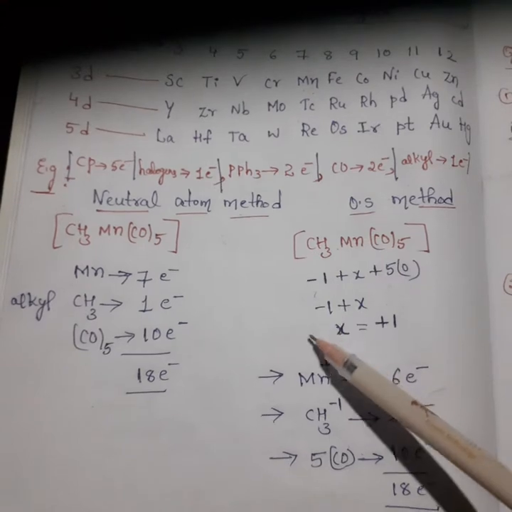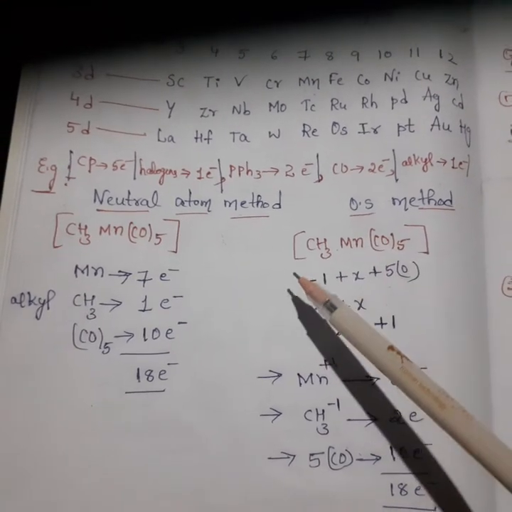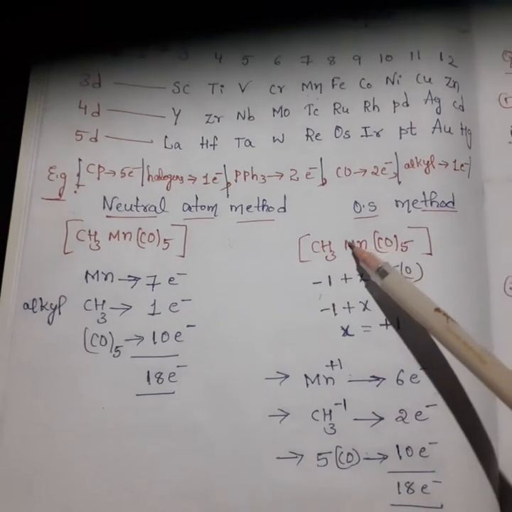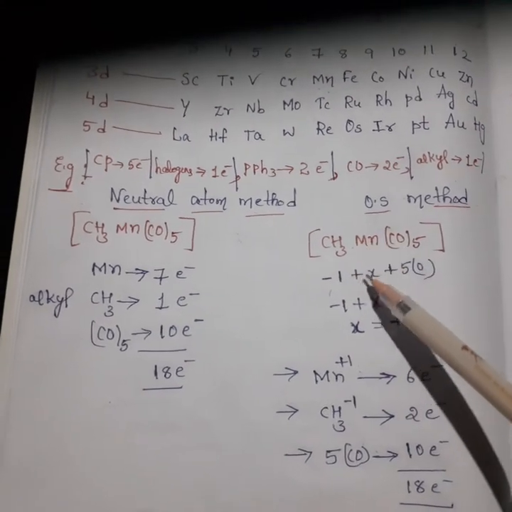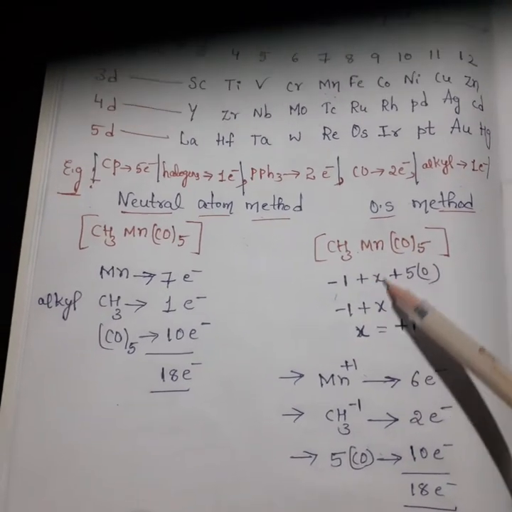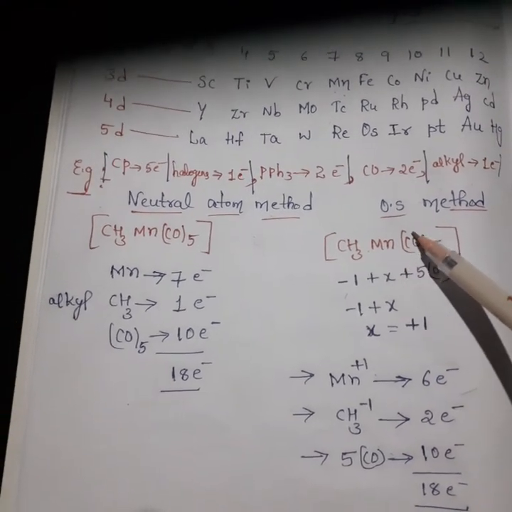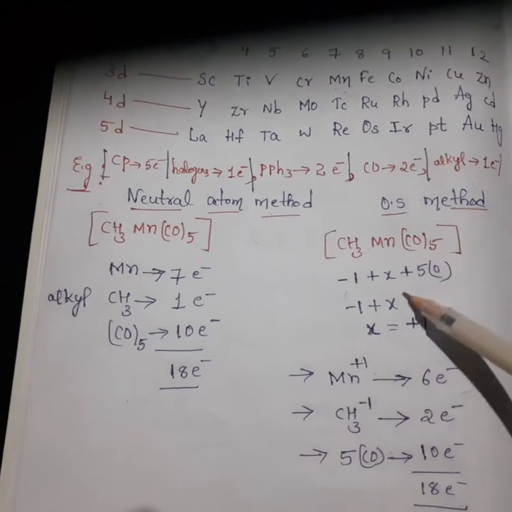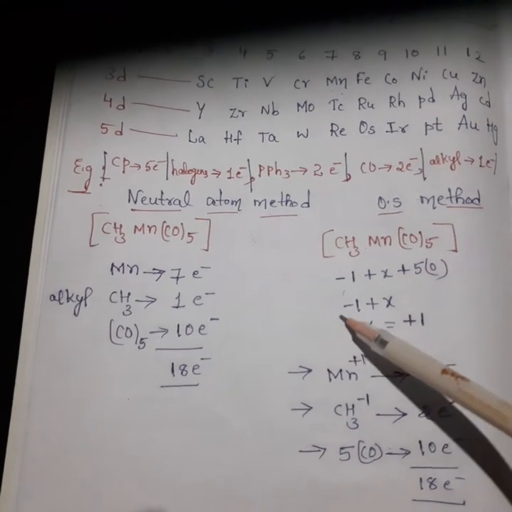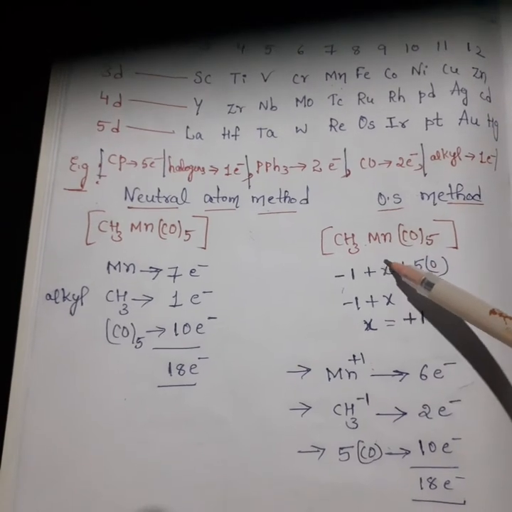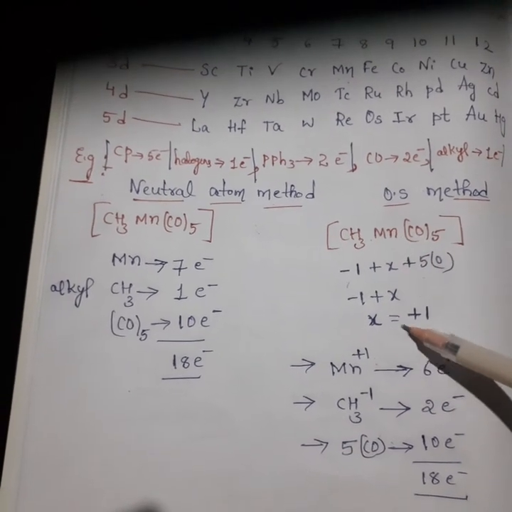So now we are finding the charge for manganese. Okay, see, alkyl means -1, we know this, and we have to find manganese. So here we assume it as X plus carbonyl. We know that CO is neutral, so it has no charge, so 5 into 0, so -1 plus X, X is equal to +1. So here the manganese exists in +1 oxidation state.